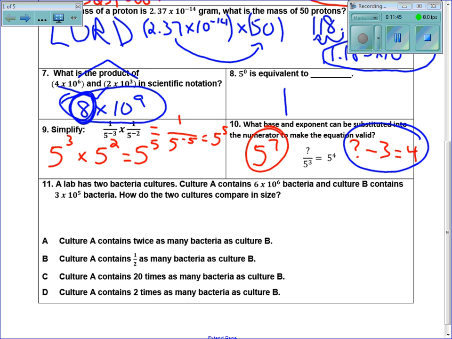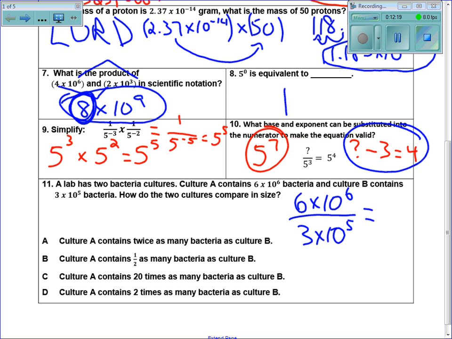So if I was to divide these, 6 times 10 to the 6th power divided by 3 times 10 to the 5th power, that's how I'm going to compare them. The reason I'm dividing, I didn't just pull that out of nowhere, is because I looked at the 4 choices. Choice A, twice as many. Choice B, half as many. Choice C, 20 times as many. Choice D, 2 times as many. All of those are talking about how many times different size they are. So that tells me I need to divide them.